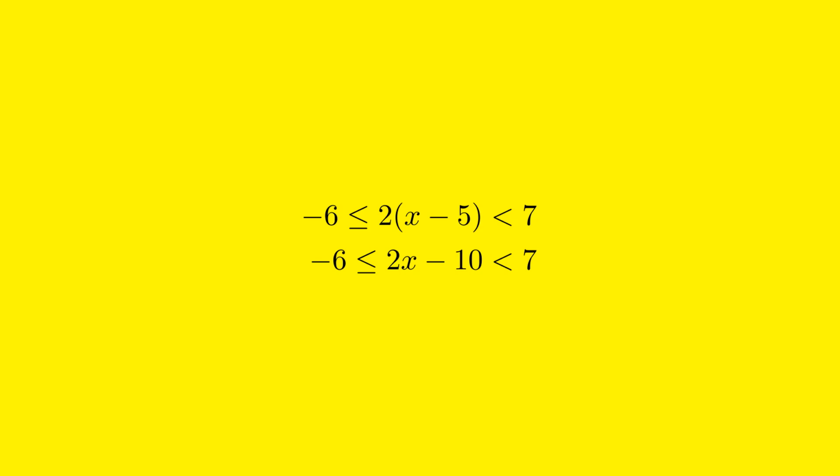In this step, we distributed the number 2 to both the x and the negative 5 inside the original expression to simplify it. This helps us get closer to isolating the variable x. Remember, distribution is just a way of simplifying expressions by multiplying each term inside the expression by the number outside.